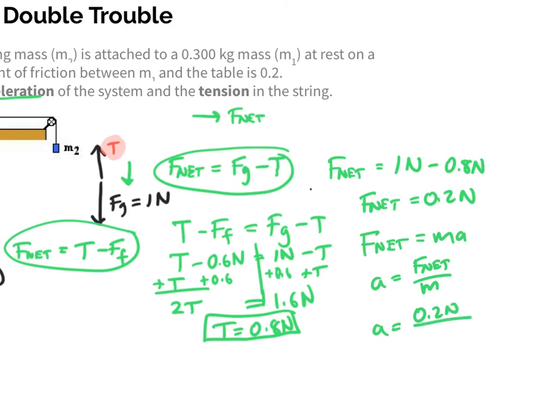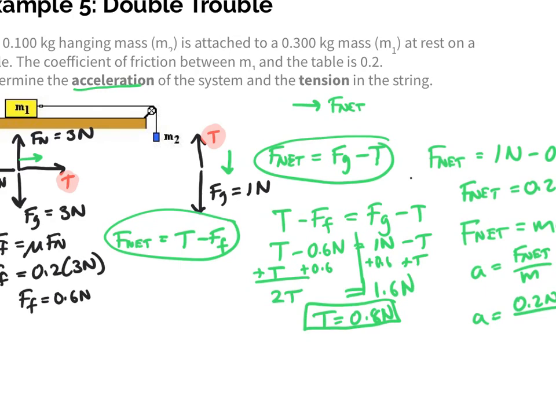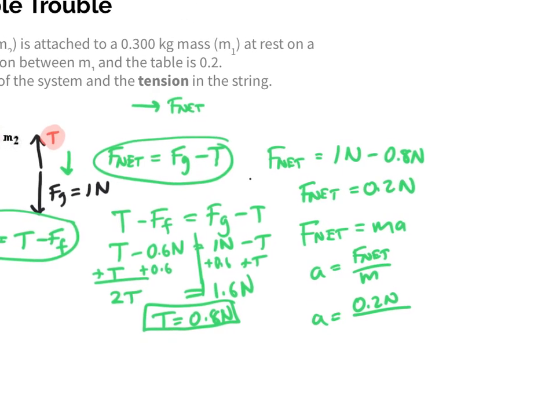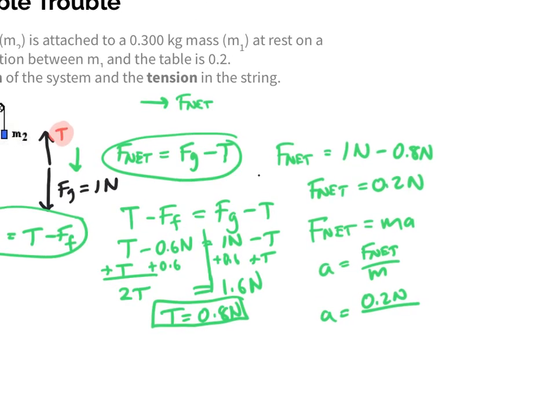Now here's the only tricky part about this problem, and this is about the acceleration: both objects experience the same net force. Both objects are going to move together. That means both objects are going to accelerate together. So when I plug in Newton's second law to find the mass, I'm going to use the total mass of the system, not just one object, because they're both moving together. So the total mass in this case would be 0.4 kilograms. I just simply added 0.1 and 0.3 to get 0.4.